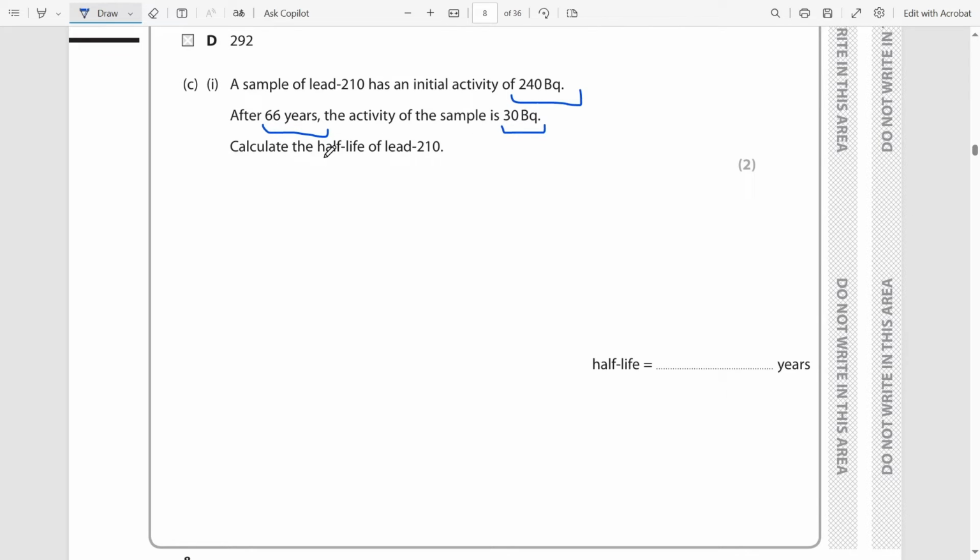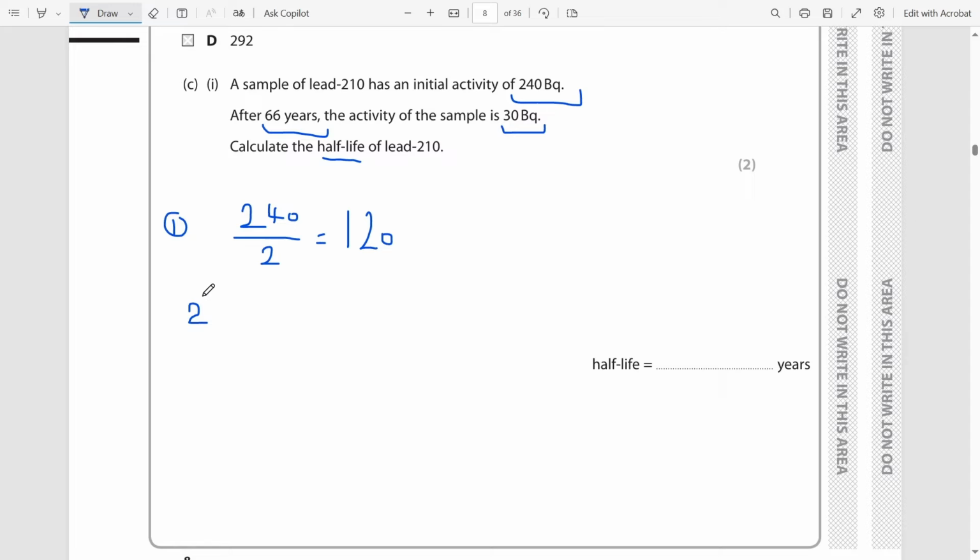Okay, we need to find the half-life. So guys, first we gotta count how many times we're going to be doing our half-life of lead-210. So here's our first half-life. This equals 120.